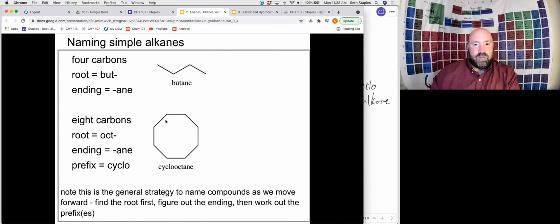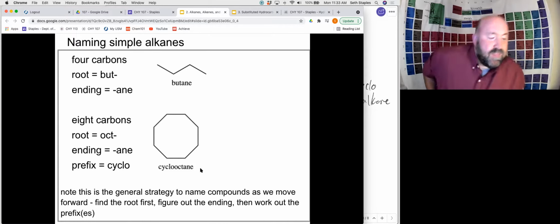Here in this example, we start with our root. I'll start right here, go clockwise, 1, 2, 3, 4, 5, 6, 7, 8 carbons long. So our root is oct. It's all carbon and hydrogen, and all single bonds. So our ending is ane. We also see that this is connected into a ring. And so that's going to give us the prefix of cyclo, putting our full name together as cyclooctane.